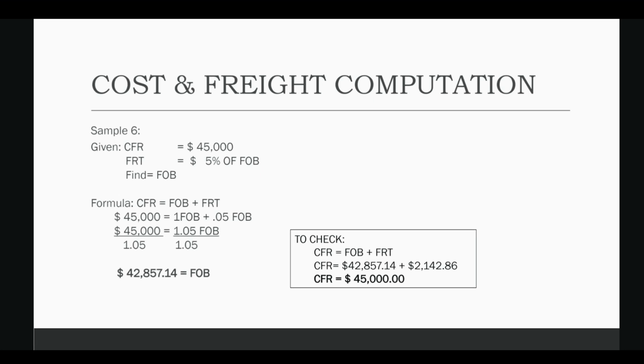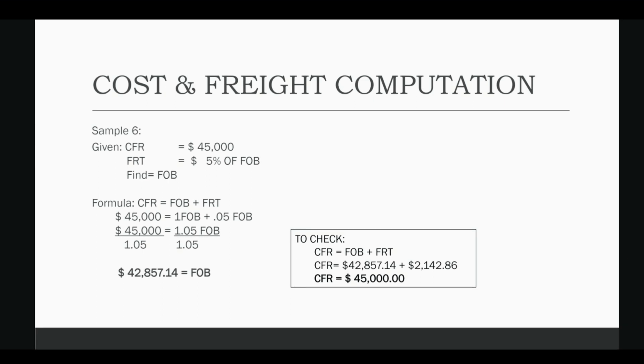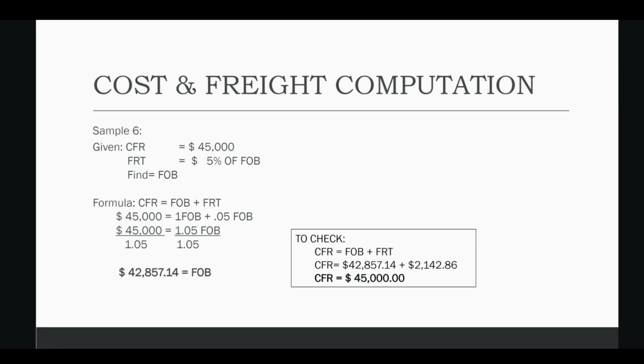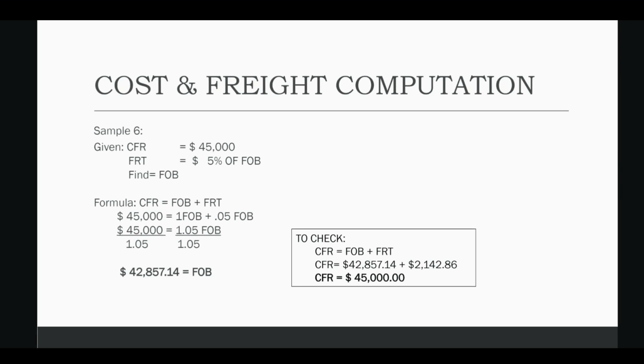The given here is CFR, which is 45,000, and freight, which is 5% of your FOB. In this problem we are looking for FOB, but this also involves your CFR. So we also need to know how we are going to use the formula for the CFR if we are looking for a factor of CFR. For this, let us still use the formula of CFR, using CFR as the term of shipment, for example, in this problem. So CFR is equal to FOB plus freight.